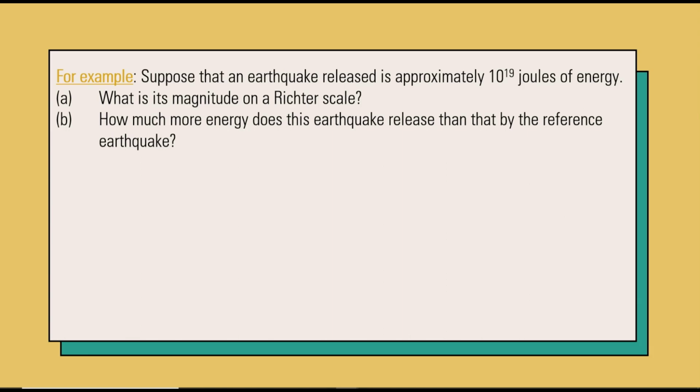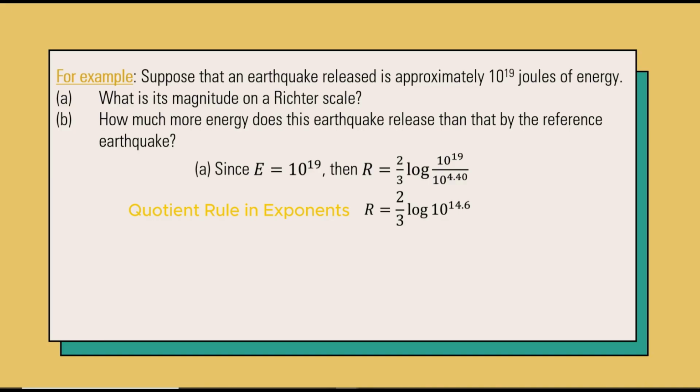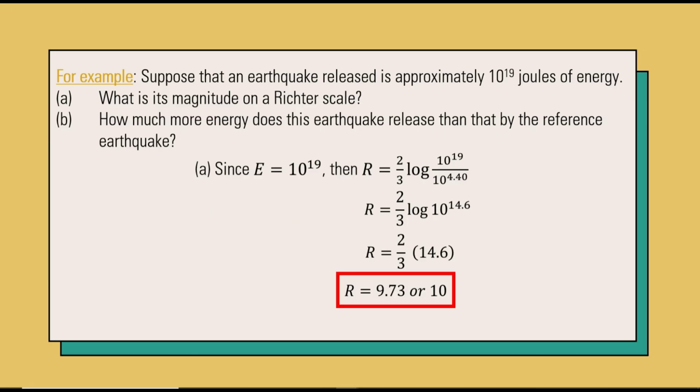For A, what is its magnitude on a Richter scale? Now, we will substitute the given number 10^19 for the variable E. Therefore, it will then become R = 2/3 log (10^19 over 10^4.40). Now, as we all know, in dividing fractions with the same bases but different exponents, we will subtract the exponents. So that will then become 2/3 log 10^14.6. Then we will cancel out log 10, and that will become 2/3 times 14.6, which will then become 9.73 or 10, as we need to be specific in identifying the magnitude and its definition.